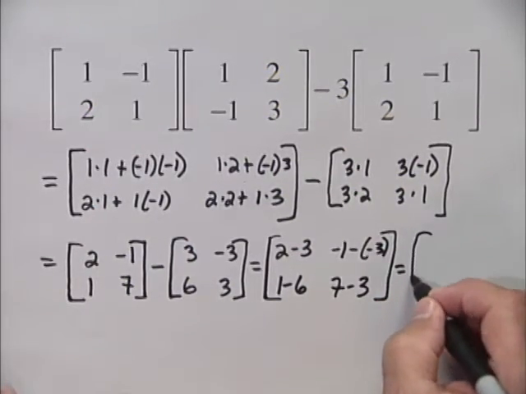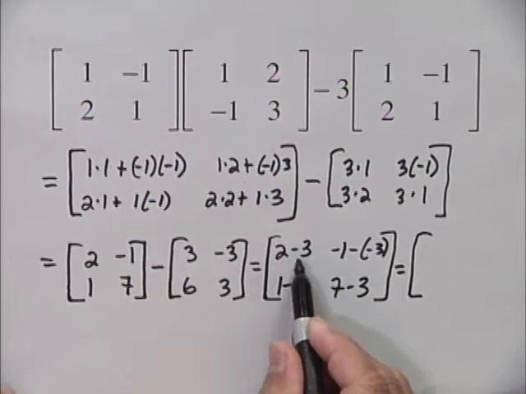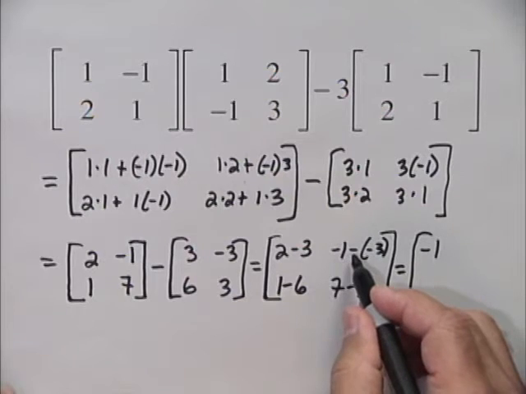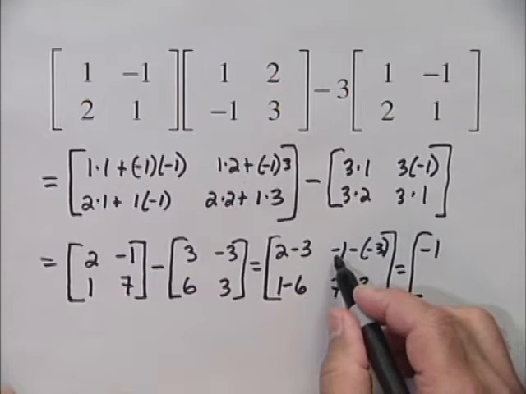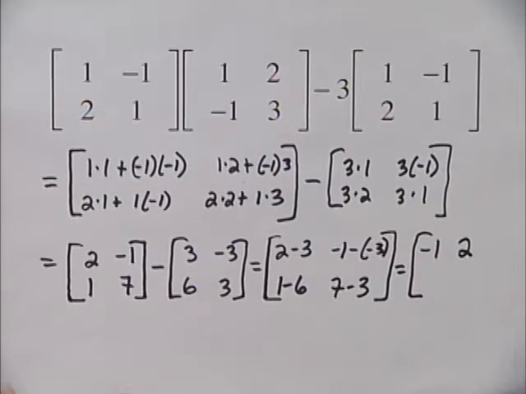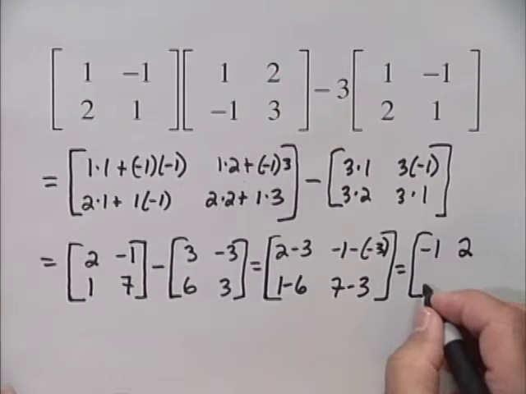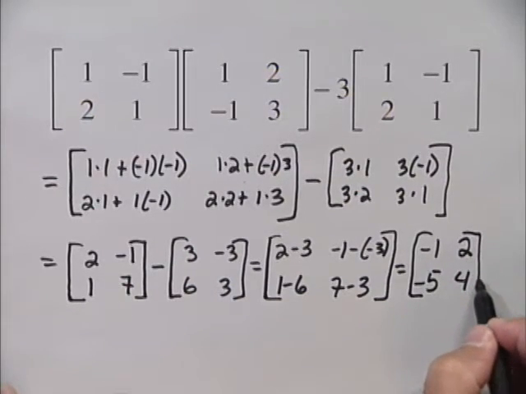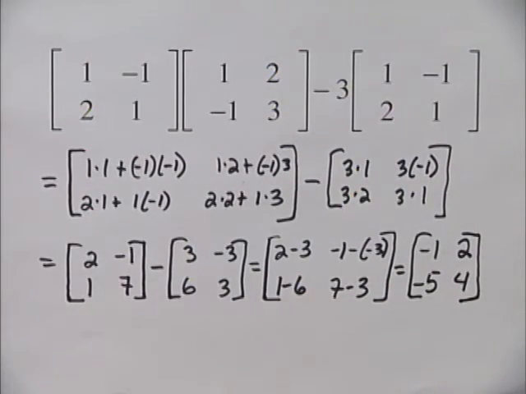And so we have 2 minus 3, negative 1. Negative 1 minus a negative 3 is the same as negative 1 plus 3, so that's 2. 1 minus 6, negative 5. 7 minus 3 is 4. And so our result is a 2 by 2 matrix, negative 1, 2, negative 5, 4.